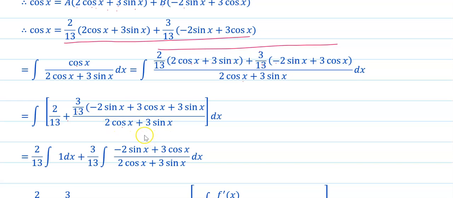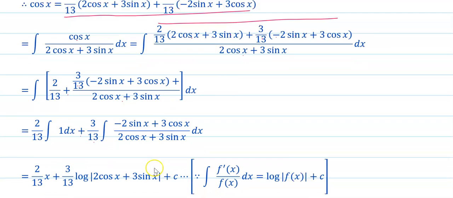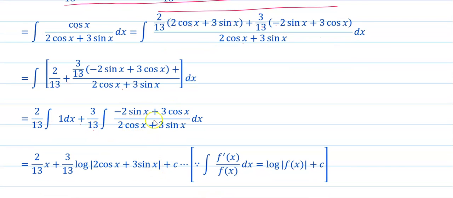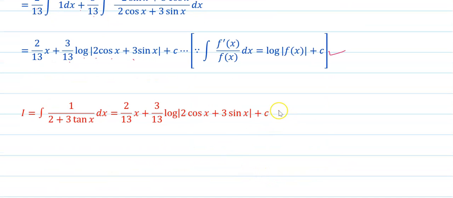And what's happening here? Okay, now again this integral, that is 2 by 13, it's a constant, an integral of 1 dx only, plus 3 upon 13, and here is a numerator minus 2 sin x plus 3 cos x upon 2 cos x plus 3 sin x. Now here the derivative of the denominator is here. Okay, again by using the formula integral f dash of x upon f of x into dx is equals to log of mod of f of x plus c. Okay, therefore 2 by 13 into x plus 3 by 13 log of mod of 2 cos x plus 3 sin x plus c, and this is the answer, and hence we have the answer.